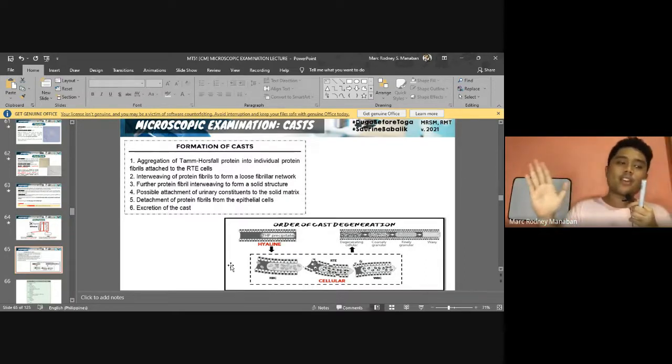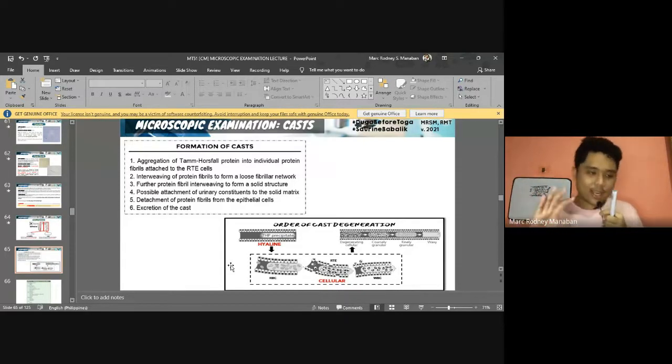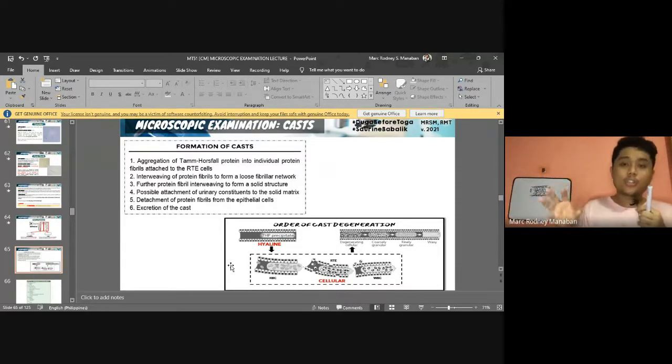Now, after a long period of time, these coarse granules will disintegrate further, and they will now become finely granular. So coarse comes before finely granular, because the coarse granules will continue to disintegrate. So there are no more big granules, only the small ones remain. So, fine granules. And then lastly, those granules will further disintegrate until what is produced is the waxy cast.